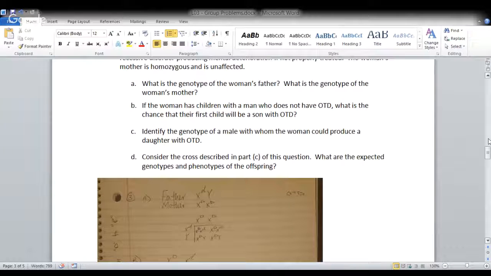And now on to number 3. It has to do with the woman's father and all that good sweet stuff. So for 3A, to get that result, your female would have to be homozygous dominant, and your dad would be recessive on the X, so he'd have a small b. For B, the answer is a 4th, and you just get that by doing a Punnett square.